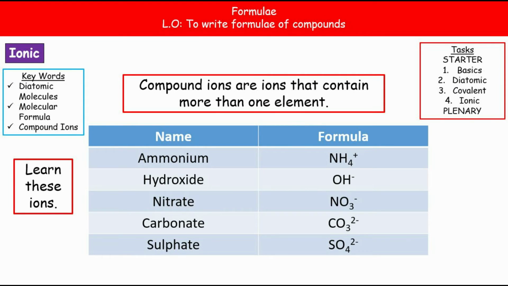The last type of ion that we need to be aware of are the compound ions. Whenever we talk about a compound ion, we're talking about one that contains more than one element. What I've given you in that table are the 5 you must learn, not just their formula, but the charge on it as well. So ammonium, hydroxide, nitrate, carbonate, and sulfate. These are the compound ions you must know off by heart.